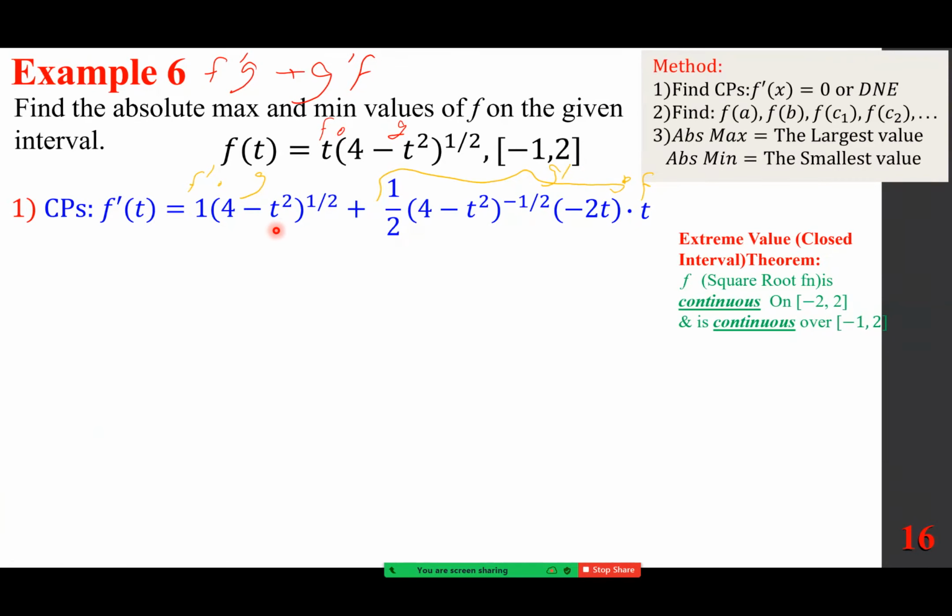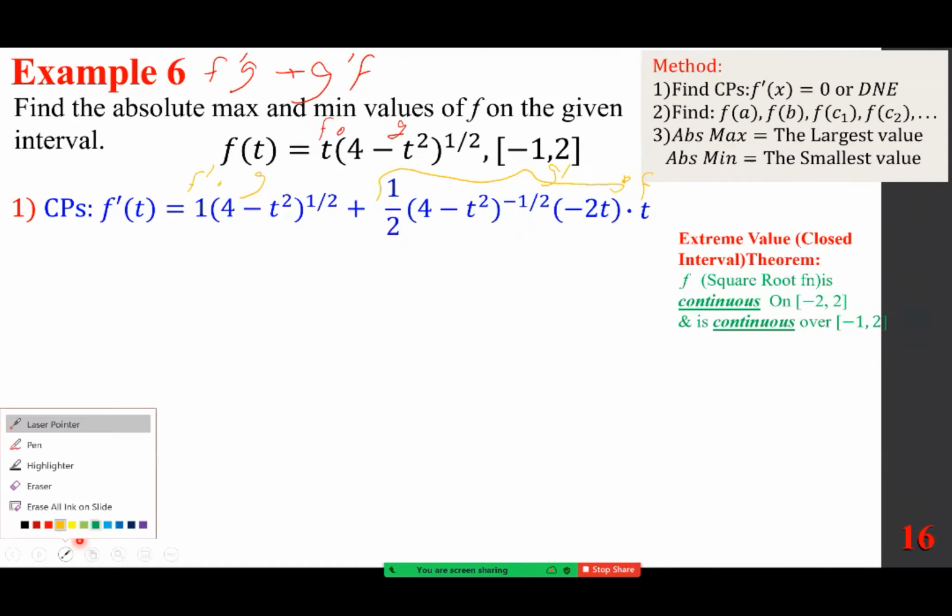And this one is 4 minus t squared to the power of 1/2. That means the square root. Now this one is the same as this one, square root, but underneath. And then 1/2 cancels out -2 and makes it minus t. So I hope you realize the second part.